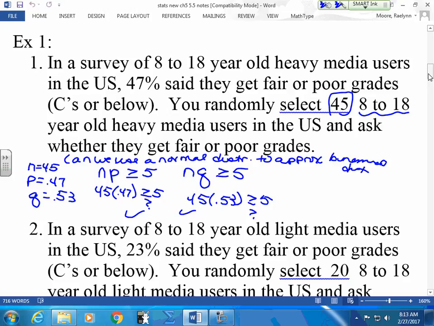Now, generally, you're going to see a pattern here. You're going to see that if your probability is low and your n is small, you really, really want to test it because you probably aren't going to make it. So the first one passes and the second one, no. So let's try the second one.